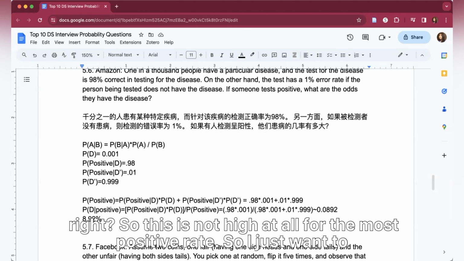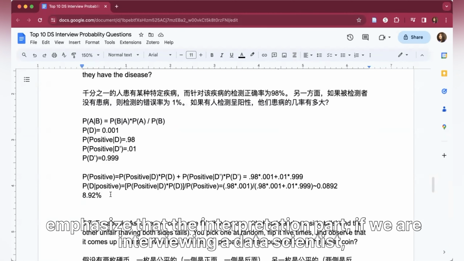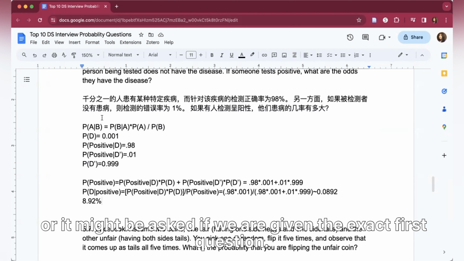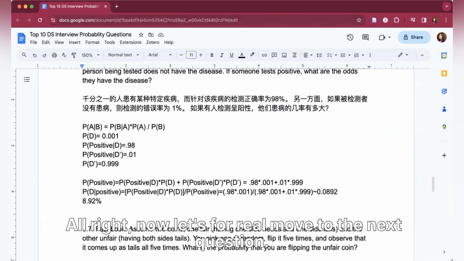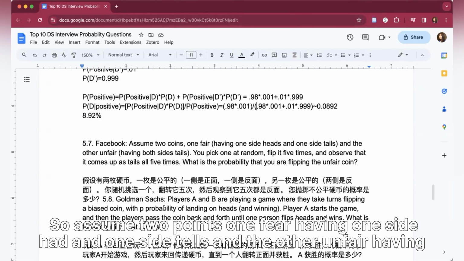So this is not high at all for the false positive rate. I just want to emphasize the interpretation part: if we are interviewing for a data scientist role, it might be asked if we are given such a probability question. All right, now let's for real move to the next question.